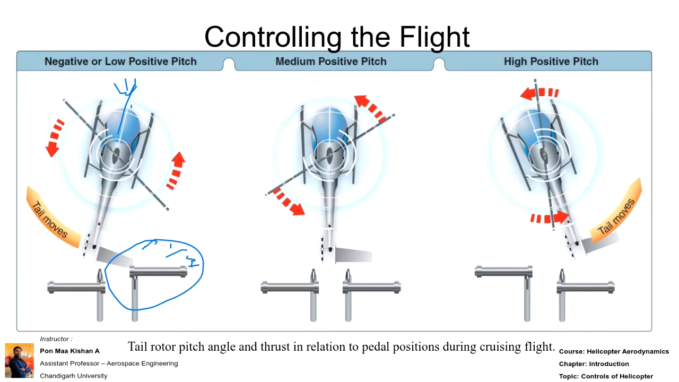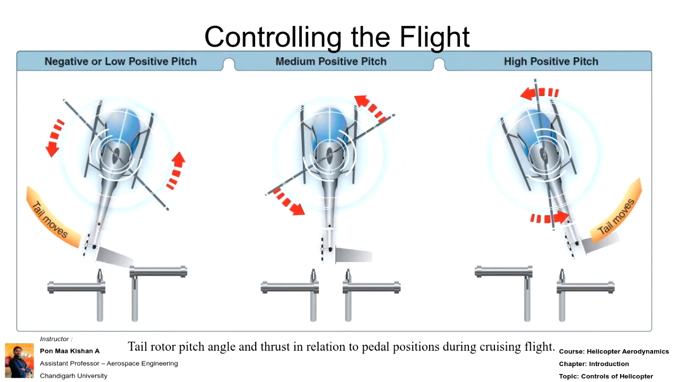As I told, the pedals are used to control the tail rotor. So if you are pressing the right pedal, sorry, my stylus is having some problem. I will try to rectify it in the next lecture. That's why it is scribbling automatically.